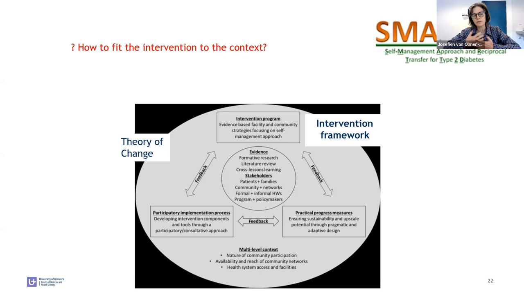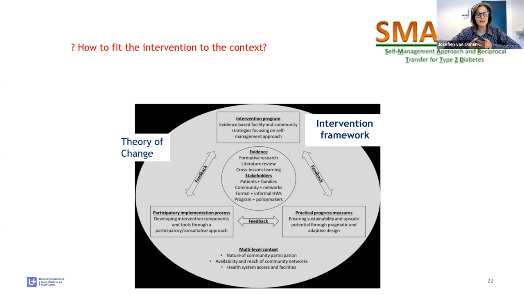The framework we used was the evidence intervention triangle, which came originally from the American Journal of Public Health, developed in the US with the basic intention to align science with policy and practice. So it has three angles. Yeah, thank you for putting the next slide.